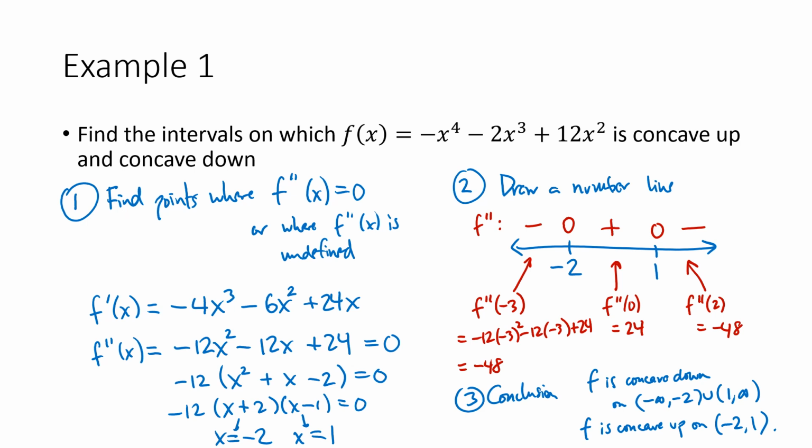So that's how we do a problem like this. We're looking for the intervals on which our function is concave up or concave down. First, we're going to find the points where the second derivative is 0 or undefined. Then, much like we did before, we're going to draw a number line, picking numbers in between to figure out if the second derivative is positive or negative, and then we draw our conclusions.